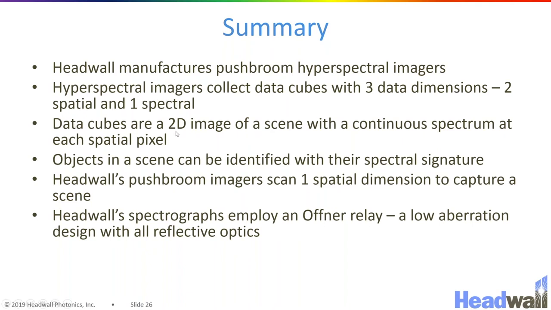The final result will be a data cube that is a two-dimensional image of the scene with a continuous spectrum at each spatial pixel. Objects in the scene can be identified based on their spectral signatures, and other information, up to and including even quantitative information, can be pulled from the spectral information in the hyperspectral image. Headwall's push broom imagers scan the other spatial dimension to collect the entire scene, and in that way, motion is necessary to collect the image of an entire scene.